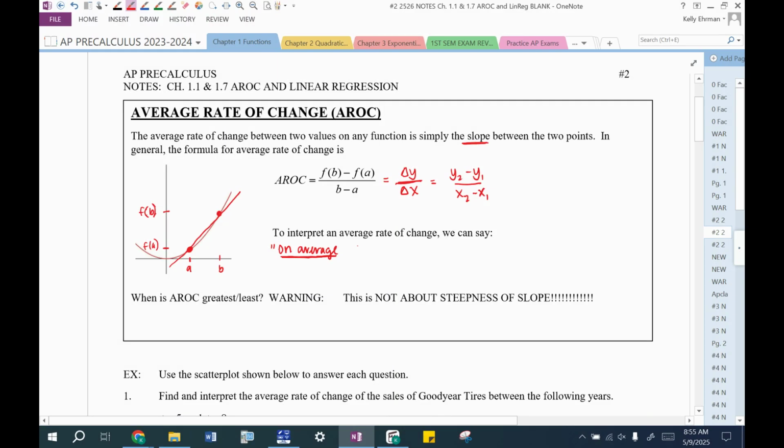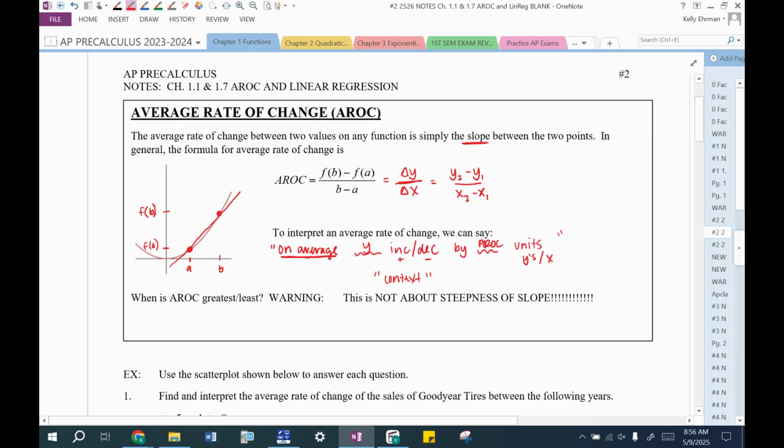So on average, and then we would say, in context, the y value is either increasing or decreasing. If your slope is positive, y values are increasing. If the slope is negative, y values are decreasing by whatever your AROC is, whatever that number is. And then you need units. So the units will be y's per x, but put that in context again. All of this needs context, of course. We're not going to actually use x's and y's in our statement.